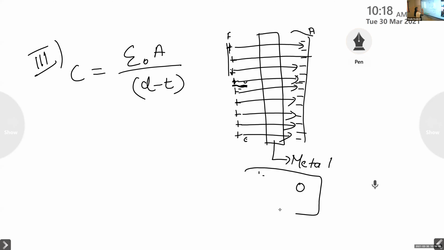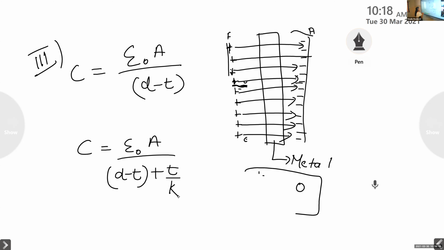Then the equation for capacitance becomes C is equal to epsilon 0 A divided by D minus T plus T by K. And in the third case, instead of dielectric, we are placing a conducting substance, that is metal. In that case, the dielectric constant, or we can say the relative permittivity of the material medium, K becomes equal to infinity. So when K becomes equal to infinity, what happens? The second term is cancelled. So C is equal to epsilon 0 A divided by D minus T.